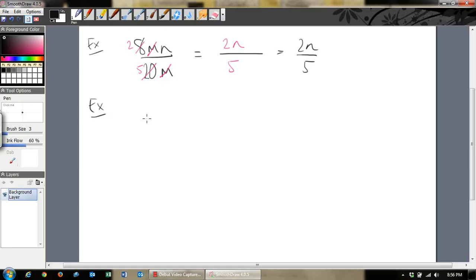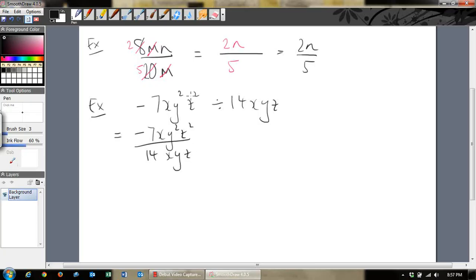Okay, I'll just do a more complicated example. Something like this. Negative 7xy squared z squared divided by 14xyz. I'll do this one slow, but you'll probably see faster ways to be able to do this. So firstly, let's write it as a fraction. We've got negative 7xy squared z squared over 14xyz. Before I do any cancelling, I'm just going to write this in expanded form just so we can see what's going on.